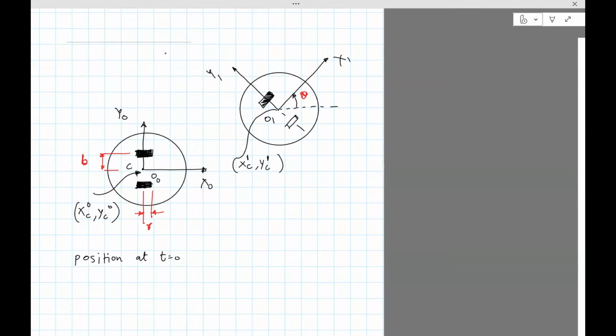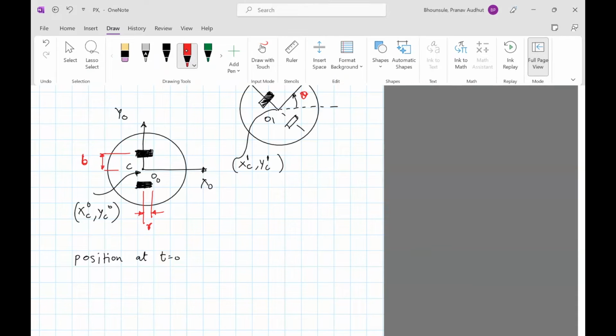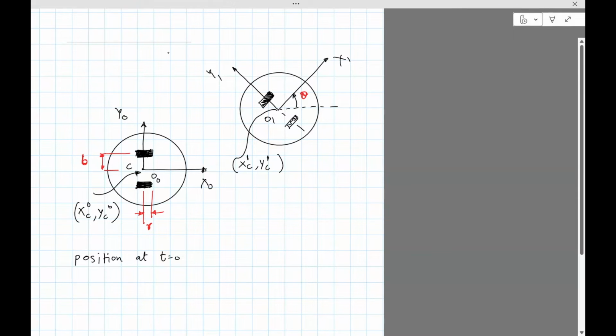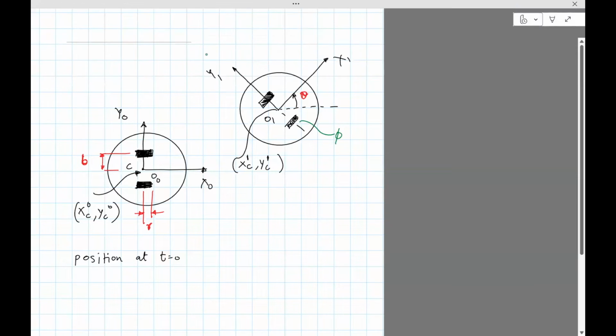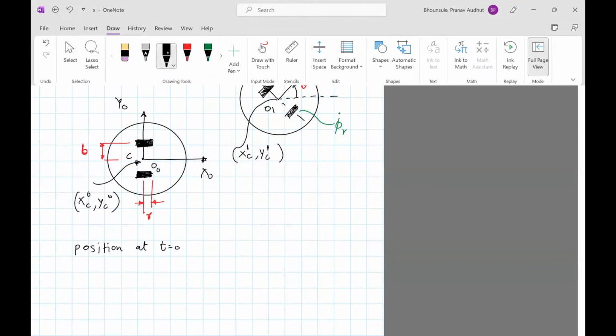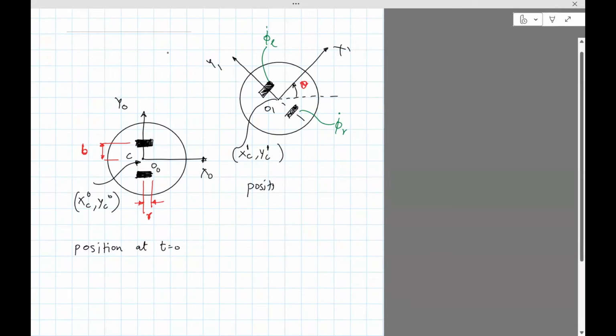So that's the configuration. And we could also put the speed, which will come in the equation. So let's say that the speed of the right wheel is phi dot r, left wheel is phi dot l. This is position at some time t equals, say, t1.